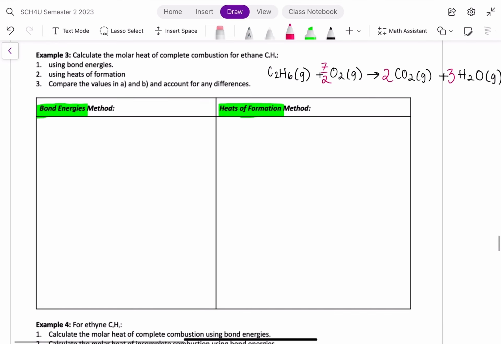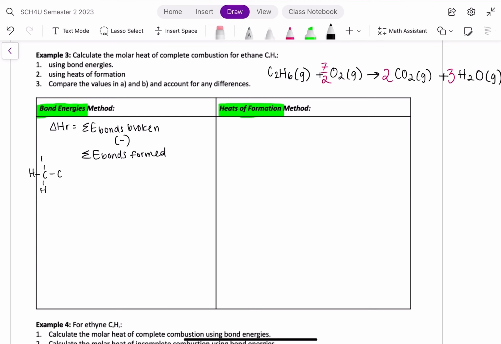Okay, so for the bond energies method, remember our equation is delta HR is equal to the sum of the energy of bonds broken, subtracting the sum of the energy of bonds formed. With this method, we need to draw out our Lewis structures.